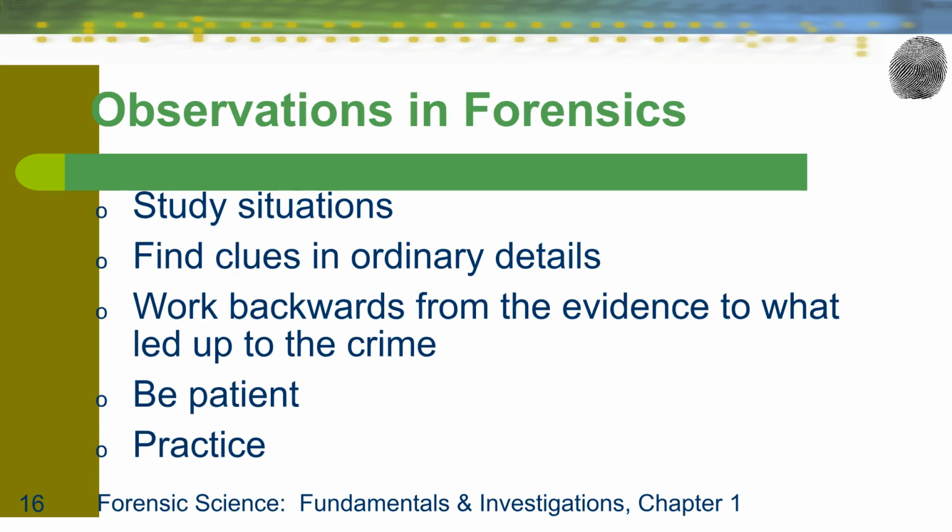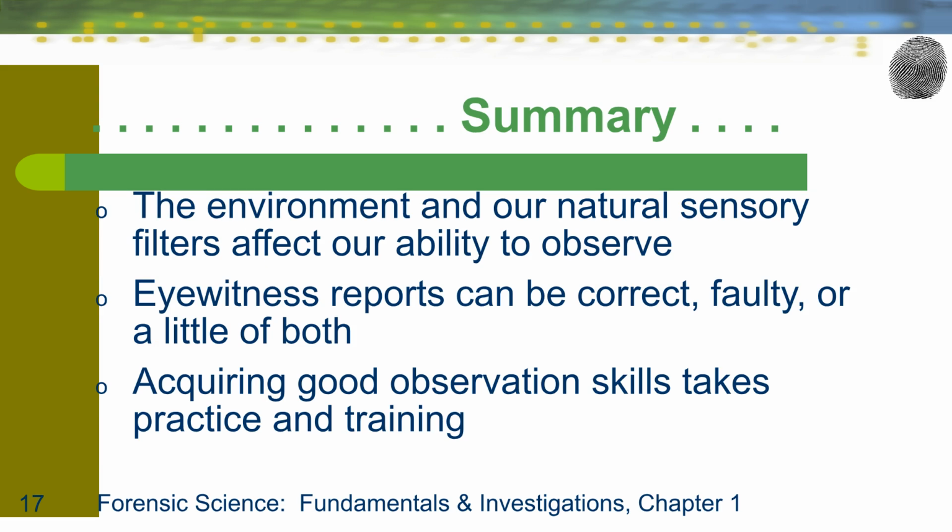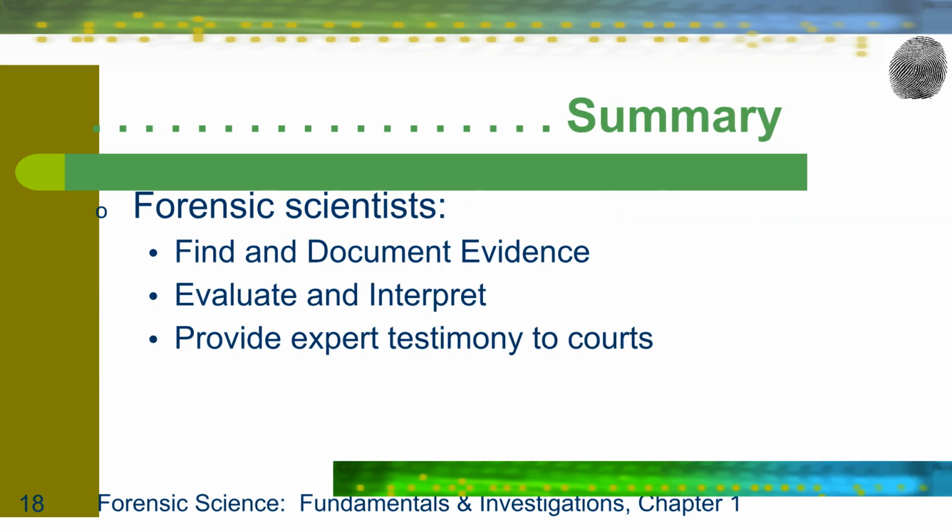In forensic investigations, observation means studying situations and finding clues in ordinary details. It involves working backwards from the evidence, being patient, and practicing your skills. In summary, our ability to observe is affected by the environment and our sensory filters. Eyewitness reports can vary in accuracy, and acquiring good observation skills requires practice and training. Forensic scientists are responsible for finding and documenting evidence, evaluating and interpreting it, and providing expert testimony to the courts.